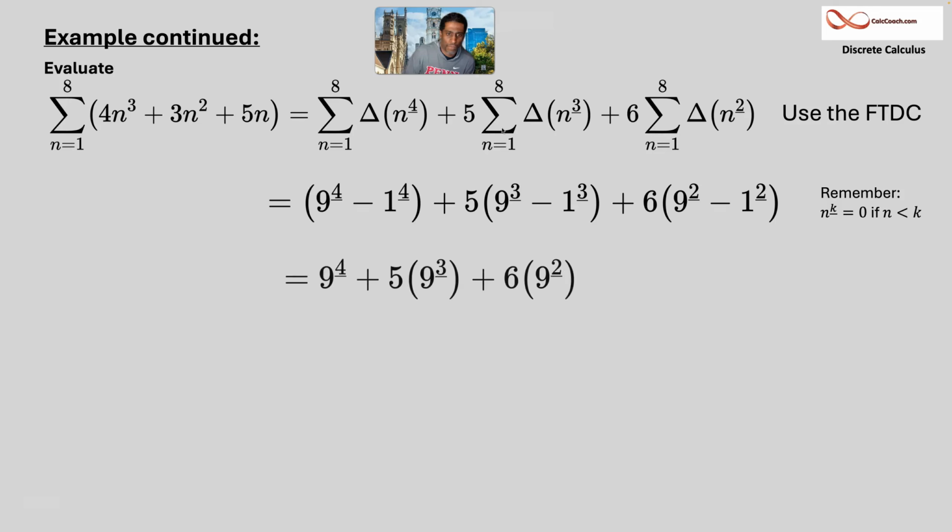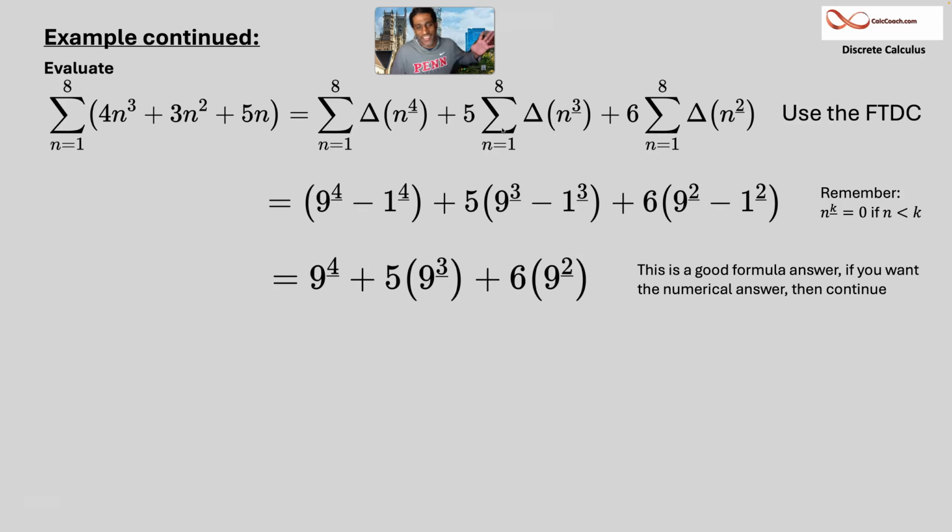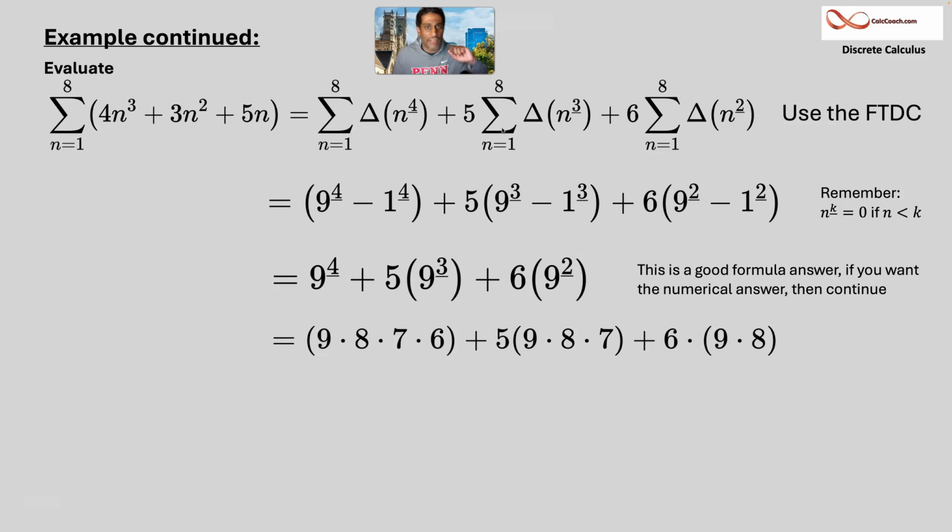Leaving us with 9 falling 4, 5 times 9 falling 3, 6 times 9 falling 2, which is a good answer. But if you want to get it down to the actual number, we need to go a little further. What is 9 falling 4? 9876. So the falling power tells you how many factors you have. The number tells you what you start with, and you just keep taking away 1. So 9 falling 4 is 9876. 9 falling 3 is 987. 9 falling 2 is 98.